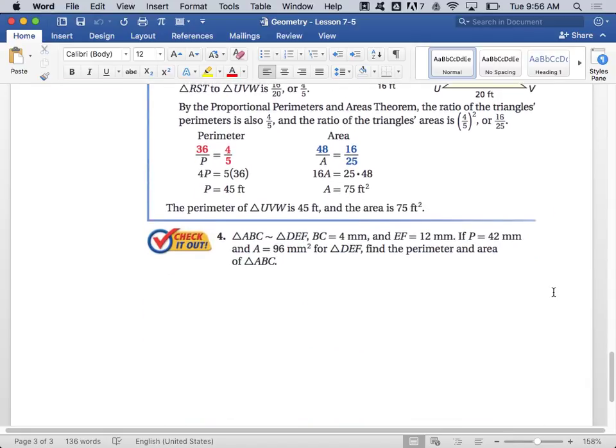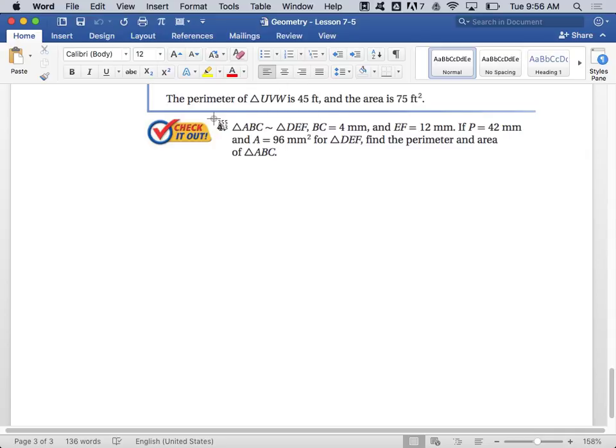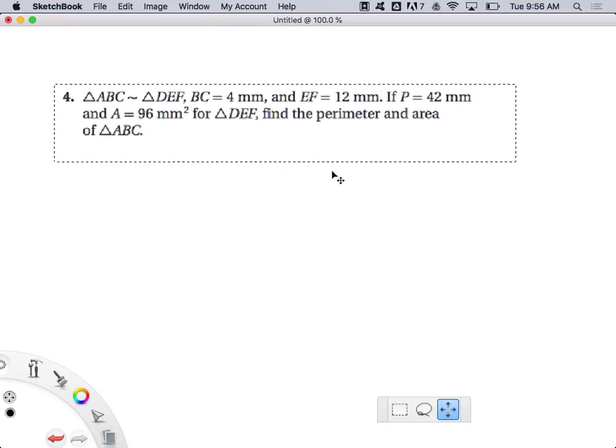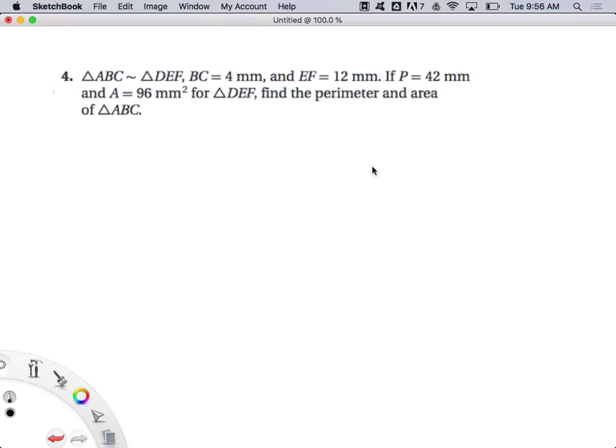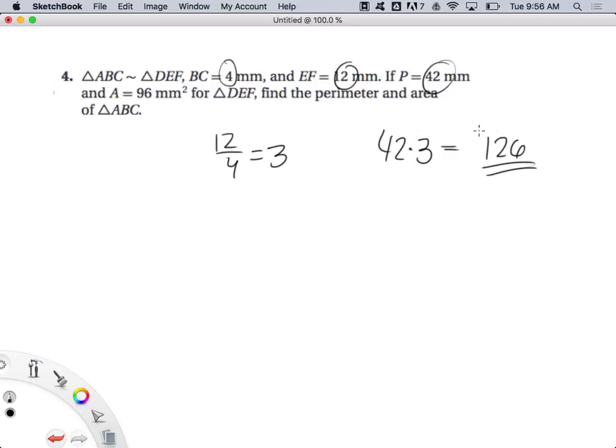So let's give an example of this. Okay. So the similarity ratio is clearly 3. 12 over 4 is 3. So the perimeter is 42. So the perimeter of the other one is 42 times 3, which is 126. Oh, I'm sorry. The perimeter was 42 of the bigger one, so I divide it by 3 and I get the perimeter of the smaller one is 14.